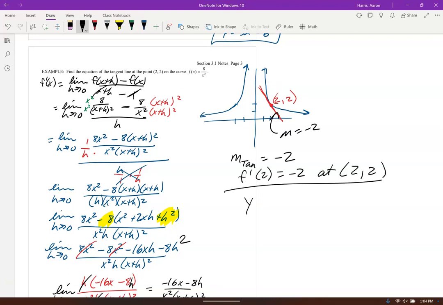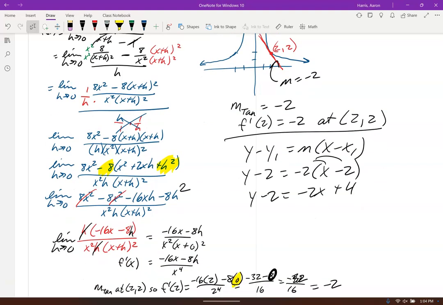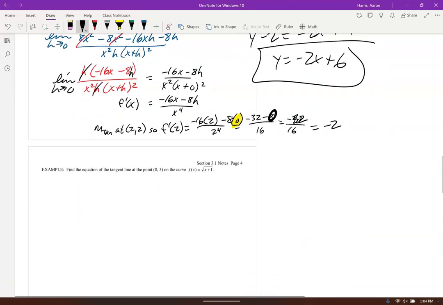So can we write the equation at this point? You bet we can. y minus y1 equals our slope, -2, which, boy, I messed that up. Sorry about that, you guys. And add 2. There we go. That's the equation of that. Thanks for your patience on that one.